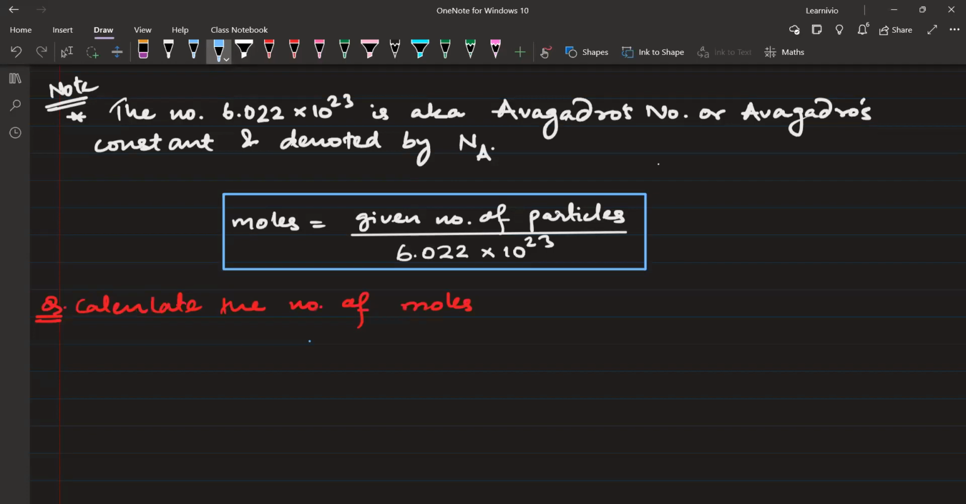Yes, sir. For example, if you want to calculate dozen, then how will you calculate? For example, 36. How many dozen in 36 bananas? Tell me. 3. How are you coming to that answer? The given number of bananas divided by the number of bananas in one dozen, which is 12. You're dividing 36 by 12. What is 12? It is the amount in one dozen. Similarly, here also, if you want to calculate the moles, whatever the given number of particles will be, you divide it by the amount that is present in 1 mole. Makes sense? That is 6.022 into 10 to the power 23. Calculate the number of moles in the following.